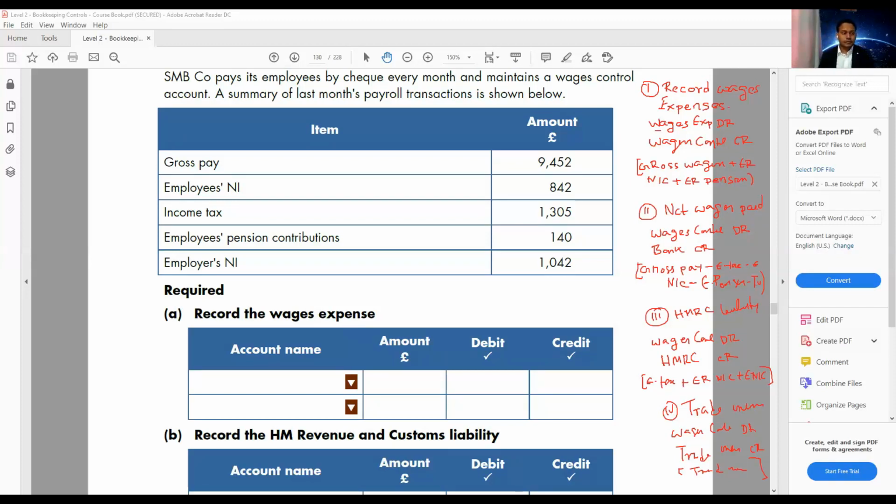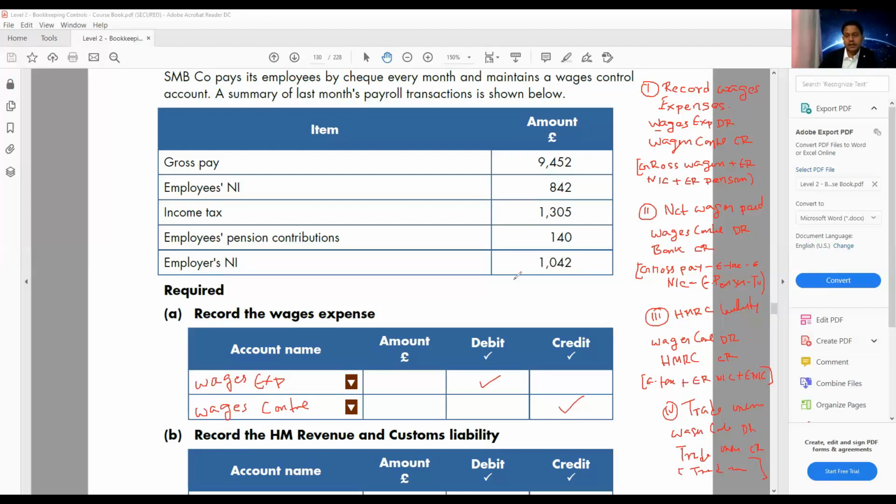So the first thing we need to write is the journal. We're going to write wages expense debit, wages expense, that is our debit, and wages control, that is our credit. The next thing is now I have to get the figure.